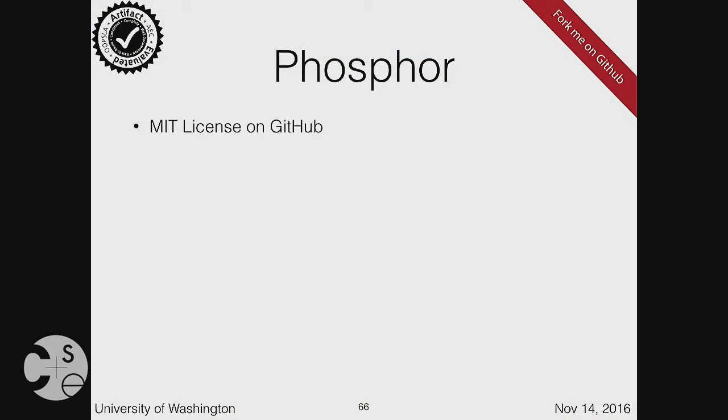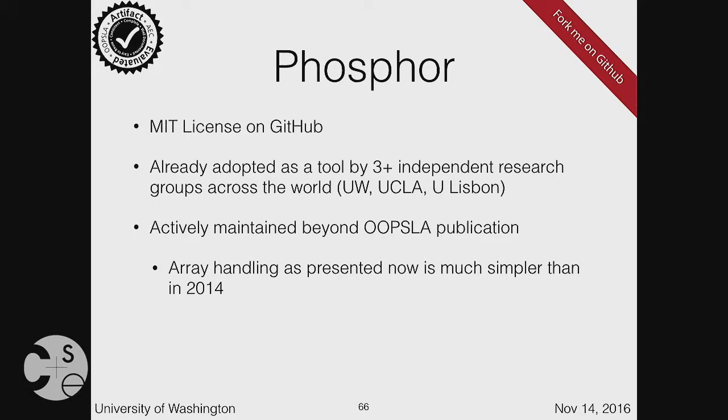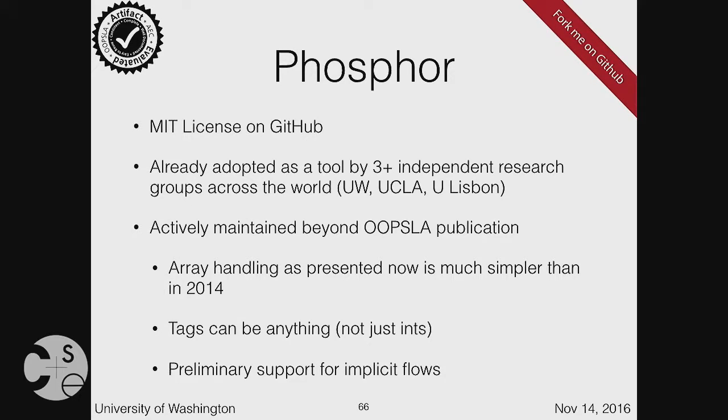Phosphor is available under an MIT license on GitHub. It's already been adopted by at least 3 independent research groups, including John and Dan, which is pretty cool. I've been actively maintaining it since its original publication. For instance, array handling has been much simplified and improved since the original version. We now let tags be anything besides just ints, which was what was in the OOPSLA paper. And we have some preliminary, although a little shaky, handling for implicit flows.